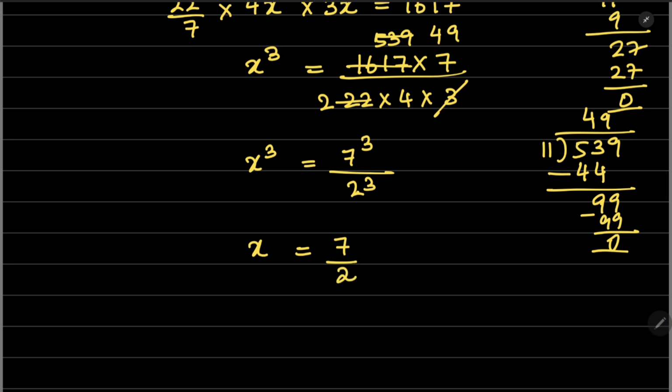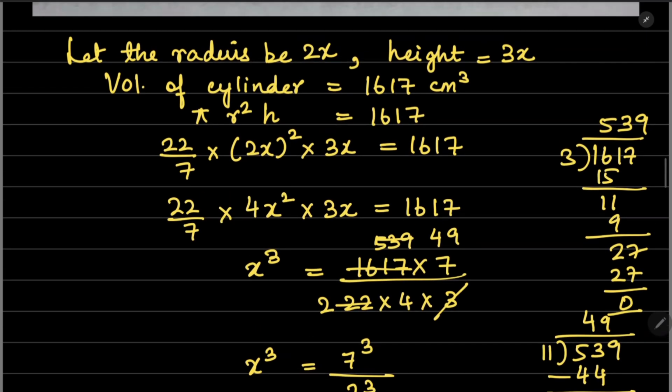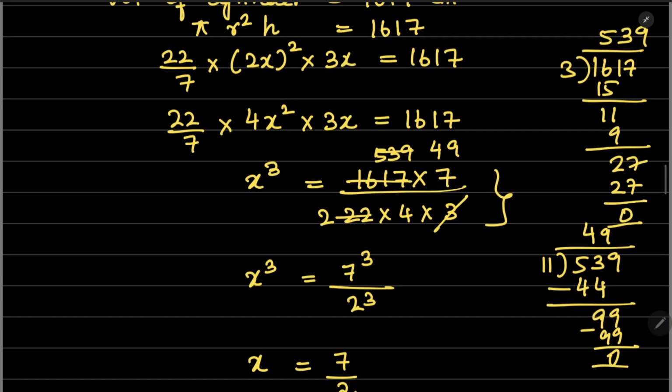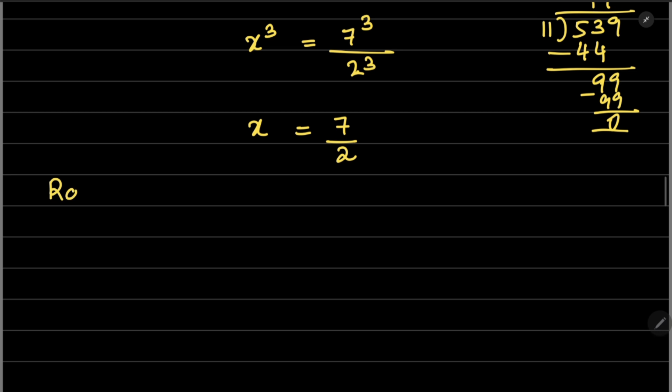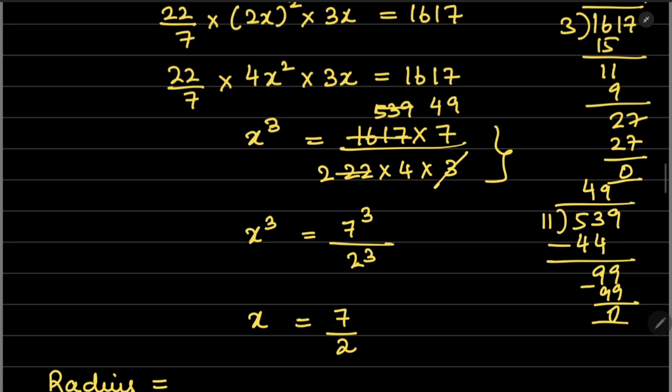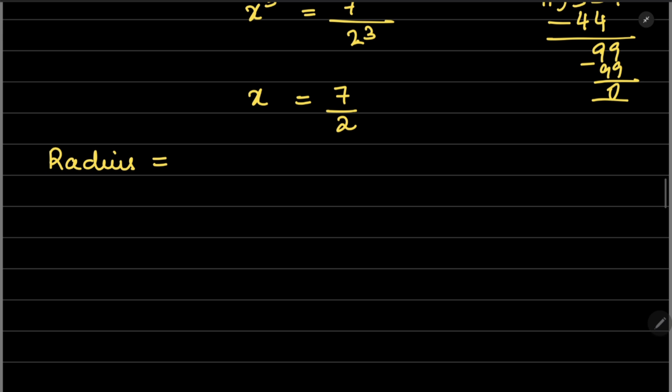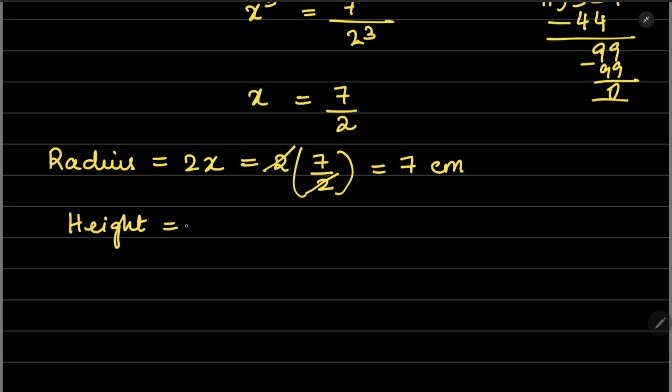Okay, so this would take time for you, right? The simplification will take some time, but you have to be really careful. So once you've got x equal to 7 by 2, what is the radius? Initially we assumed the radius as 2x, right? So 2 into 7 by 2, if you cancel 2 and 2, you'll have 7 centimeters. And the height, we assumed it as 3x. So it's 3 multiplied by 7 by 2, which is 21 by 2 centimeters.